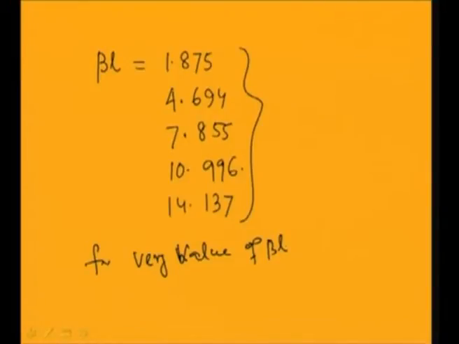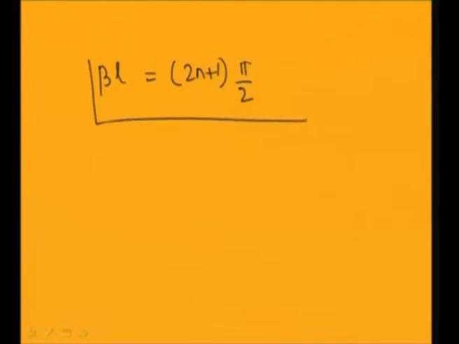So in that case, cos hyperbolic beta L is very high. So you can write cos beta L equal to minus 1 by cos hyperbolic beta L. As this is very high, this tends to 0. So cos beta L tends to 0, or you can write beta L equal to (2n plus 1) into pi by 2. So for n greater than 5, you may take beta L equal to (2n plus 1) into pi by 2.